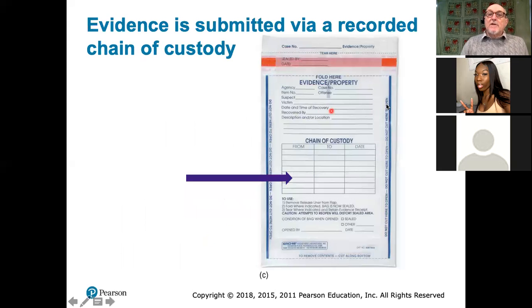I've already told you about the chain of custody, but here's a good example. Here's a clear picture for you. Every envelope, every package, etc., will have its own chain of custody listing on it.